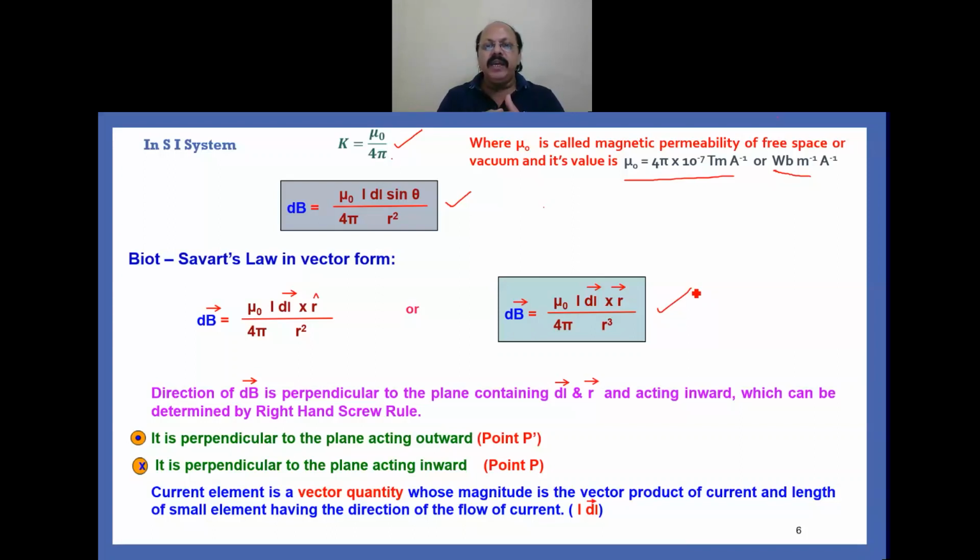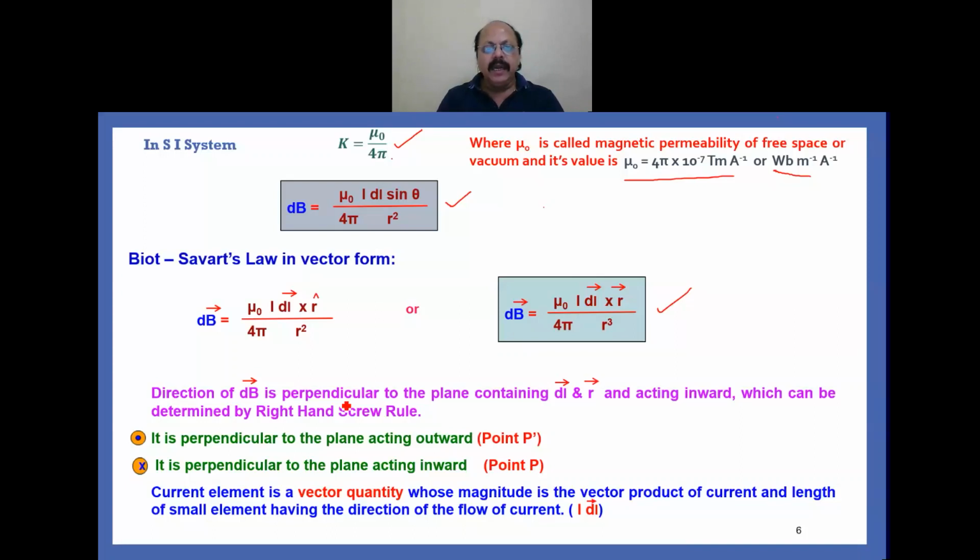And the direction of the magnetic field, as I already explained, is perpendicular to the plane containing the dl vector and r vector, acting inward if you are taking the point P. If you are taking the point P dash, then it is outward. These directions of the magnetic field are determined by the right hand screw rule. Here you see that dot and circle means magnetic field perpendicular to the plane acting outward, that is the point P dash. Cross and circle means magnetic field perpendicular to the plane acting inward, that is the point P.